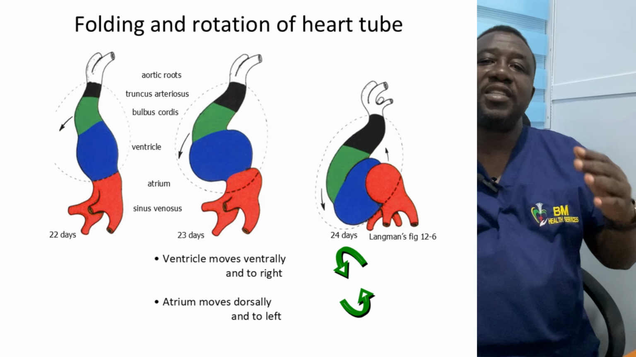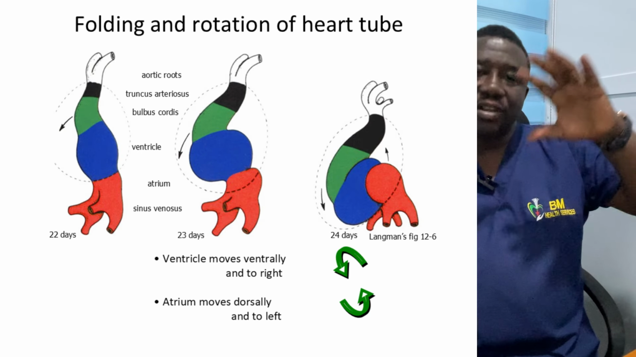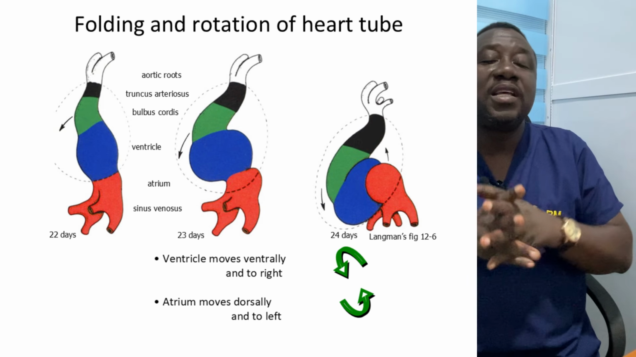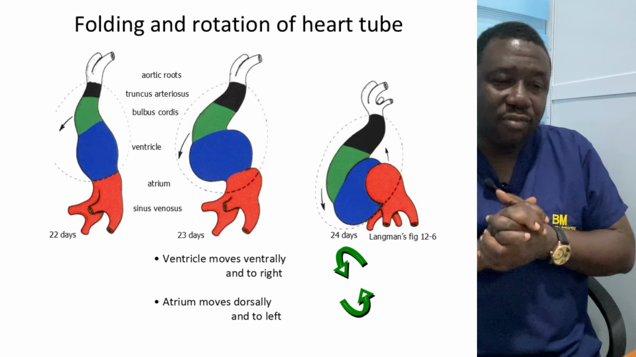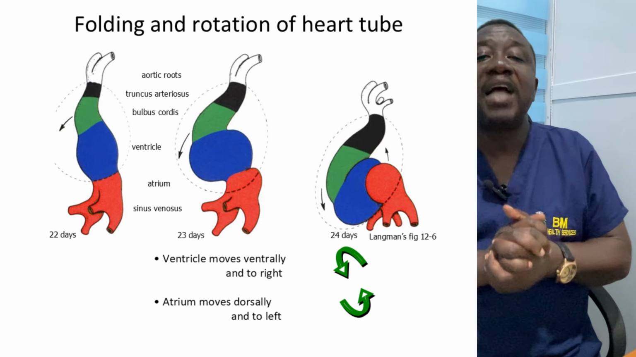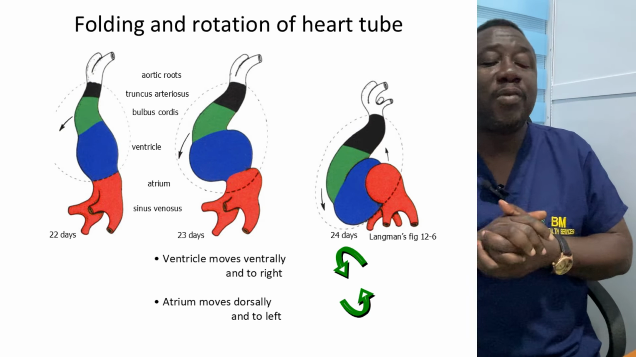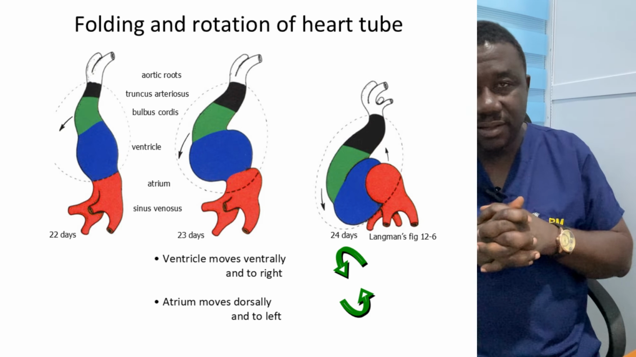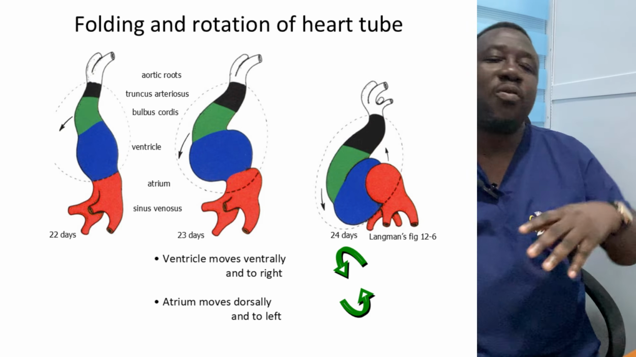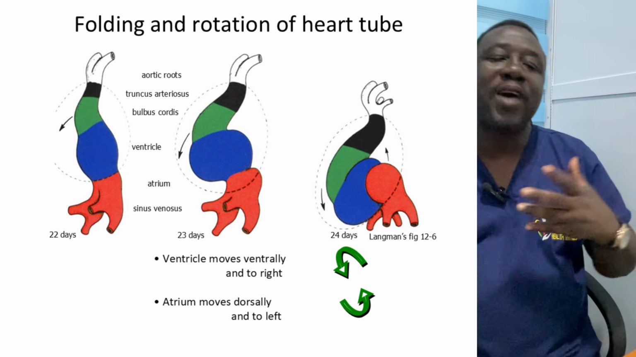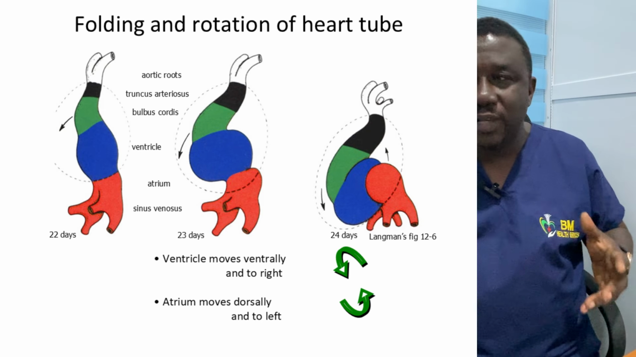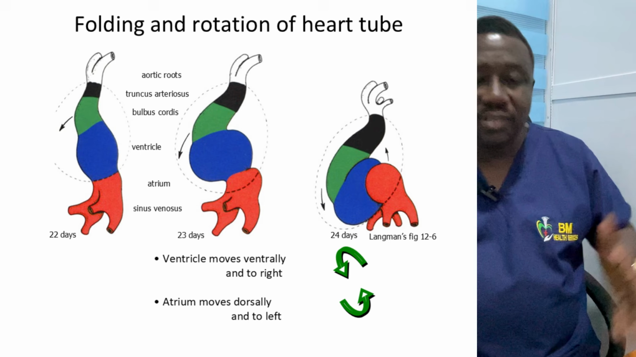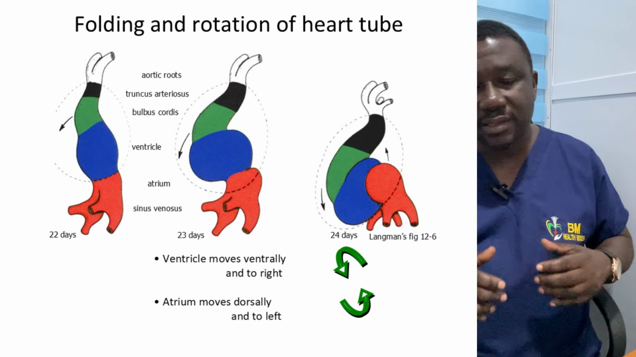Whilst this is rotating, this one is also folding. All these cranial fold, lateral fold, forming the heart tube, and then the heart tube undergoing folding and rotation happen simultaneously. It's not that one will wait for the other. Whilst this one is going, this one is also happening. So when I say 22 here, it means that right after gastrulation, this is what happens.